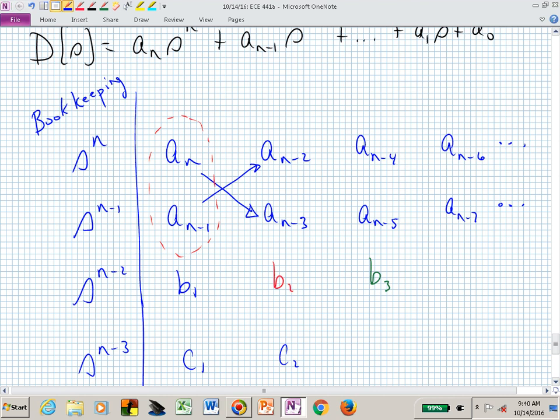Now B sub 2, again, plays with A sub n and A sub n minus 1, the two leftmost, but now it works with one column to its right. So to get B sub 2, I would take A sub n minus 1 and multiply it by A sub n minus 4, and then subtract A sub n times A sub n minus 5, and again divide by A sub n minus 1. That's B sub 2, which is in red.